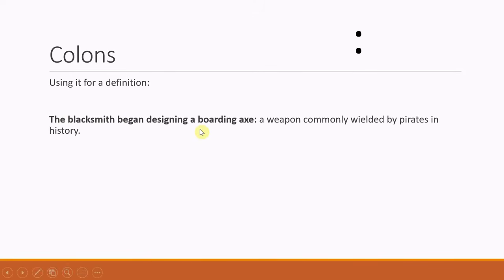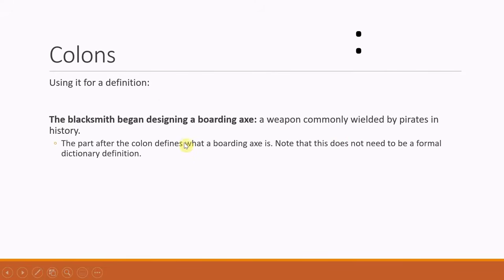The blacksmith began designing a boarding axe: a weapon commonly wielded by pirates in history. In this case, the part after the colon is telling us what that boarding axe is. It's a weapon commonly wielded by pirates in history. Keep in mind, this doesn't need to be some formal dictionary definition. It can just be an informal explanation of what that thing is.